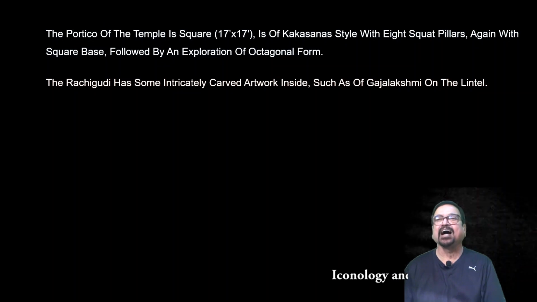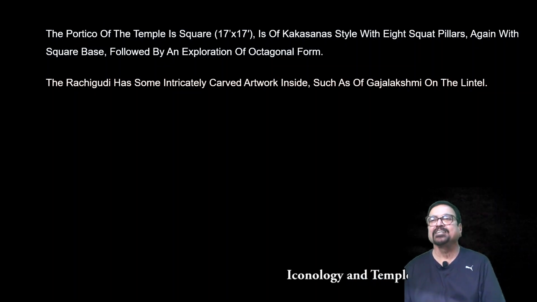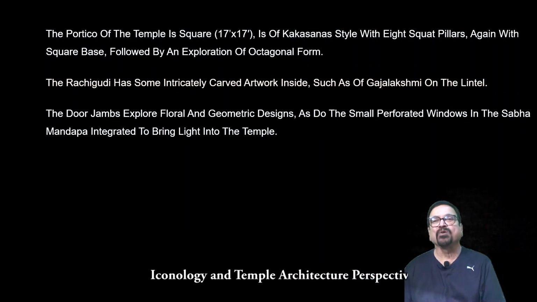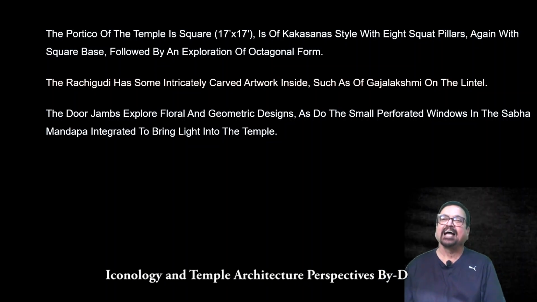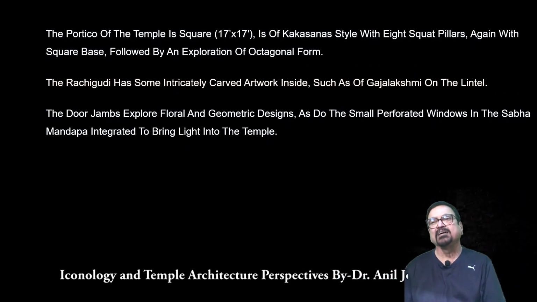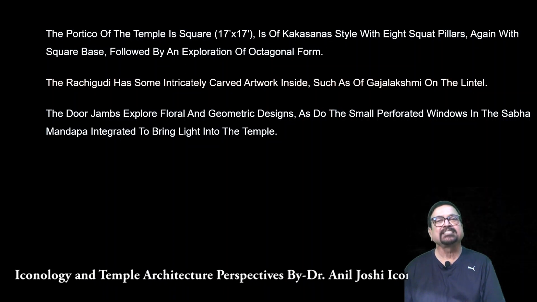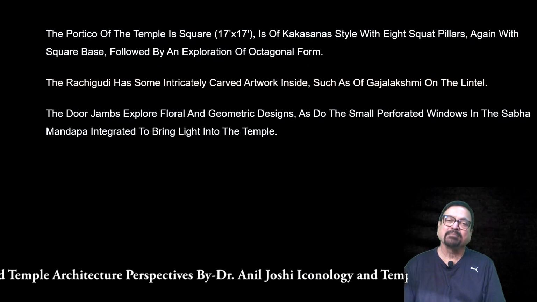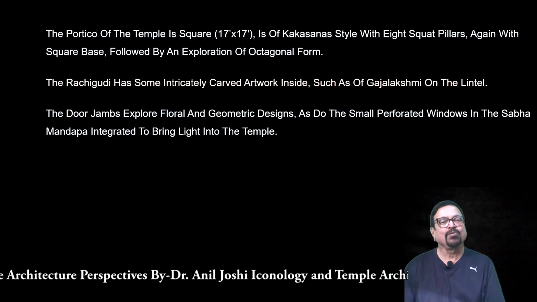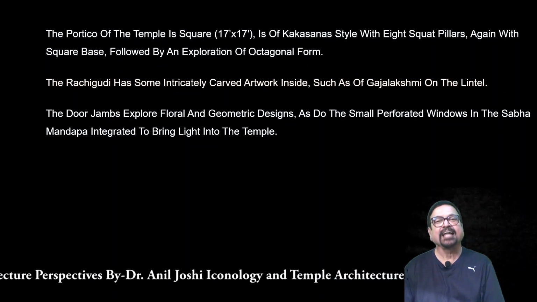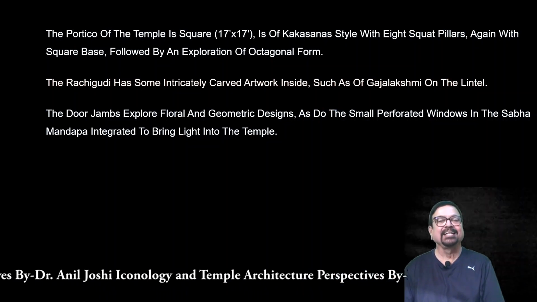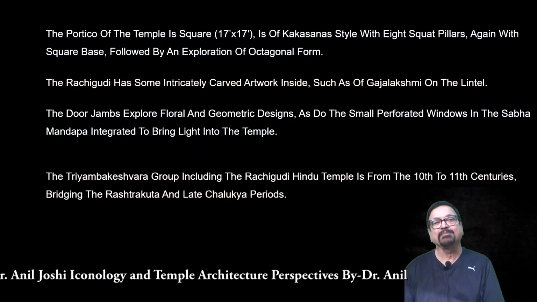The Rachigudi has some intricately carved artwork inside, such as Gajalakshmi on the lintel. Then the door jambs explore floral and geometrical designs, as do the small perforated windows in the Sabha Mandapa. The Sabha Mandapa is meant for the multiple people who gather here, so light is essential. That's why windows are there. Windows are usually not there for the Garbhagriha.